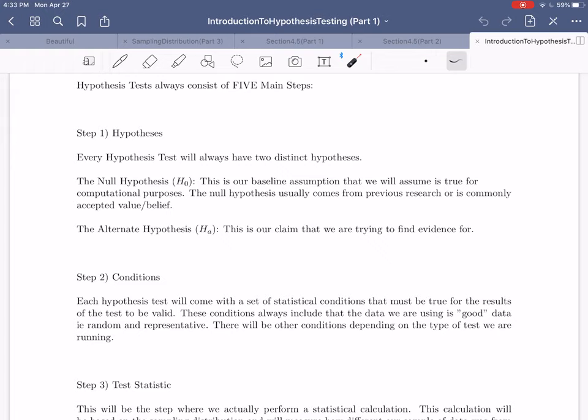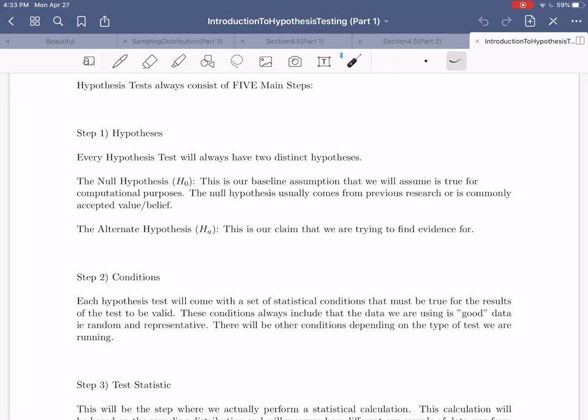It's your baseline assumption. The alternate hypothesis, on the other hand, is our actual fancy name for our claim. So whatever we're trying to find evidence for, that is what we will make our alternate hypothesis. So in other words, the two hypotheses, the null is what we assume will be true for computational purposes, and the alternate is the thing that is our claim, the thing we're looking for evidence for.